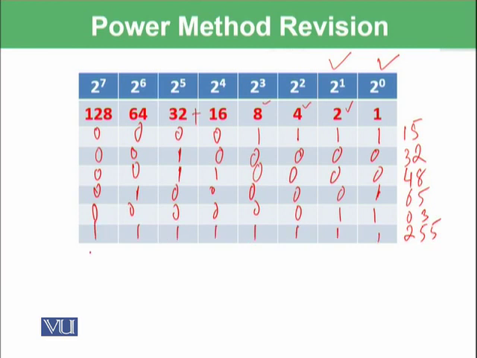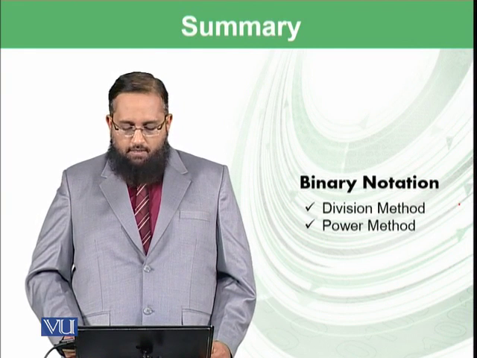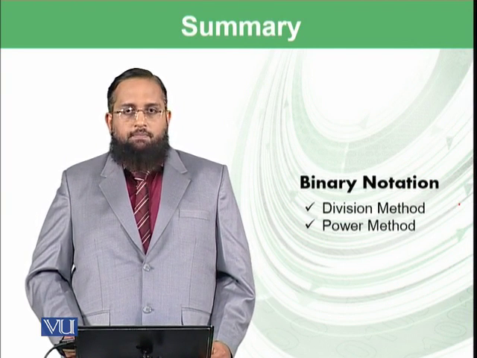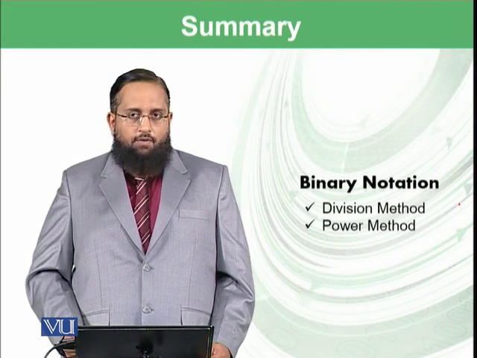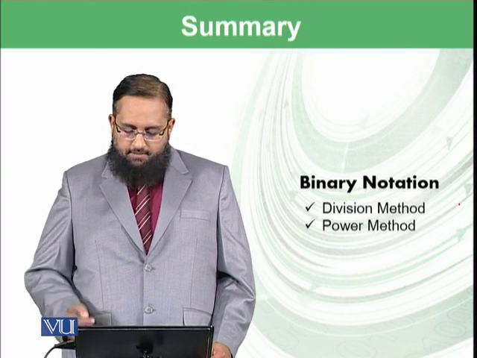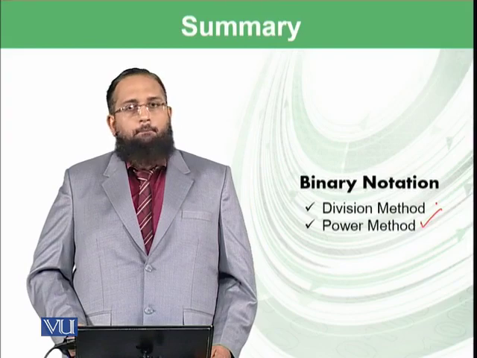If you want to display 255, you need to put 1 in all of these positions. That is the maximum number which can be represented with 8 bits. If you put 128 plus 64 plus 32 plus 16 plus 8 plus 4 plus 2 plus 1, that will give you 255. To summarize today's module, we have learned how to represent a binary notation using two methods. One is also available in your book, which is called the division method, and we have also learned a very easy method known as the power method.